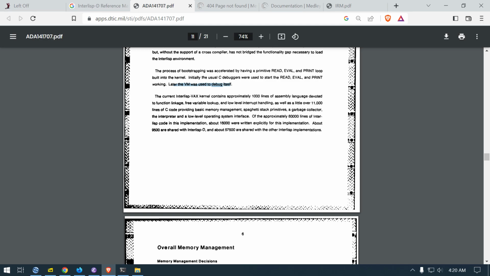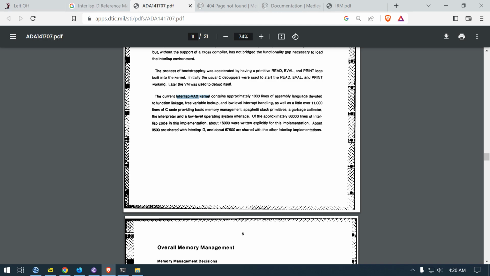And then at the time, the current VAX kernel is 1,000 lines of assembly, and then 11,000 lines of C code for the management and spaghetti stack. Spaghetti stack's kind of like you have a node here, and then down here you have another node, and then down here another node, and these things branch off like that. But the parent doesn't really know about the children. The children know about the parent, so the children can go to the parent, but not vice versa, I want to say.